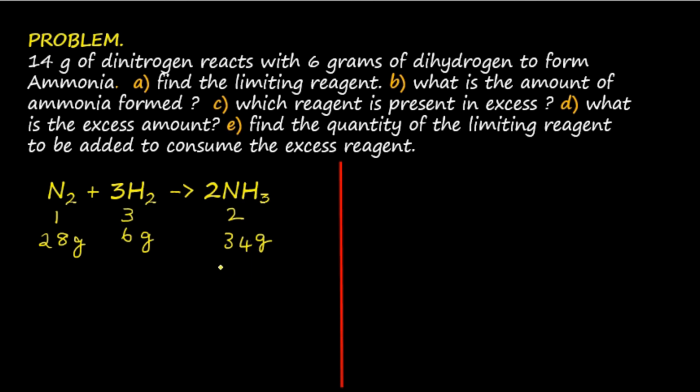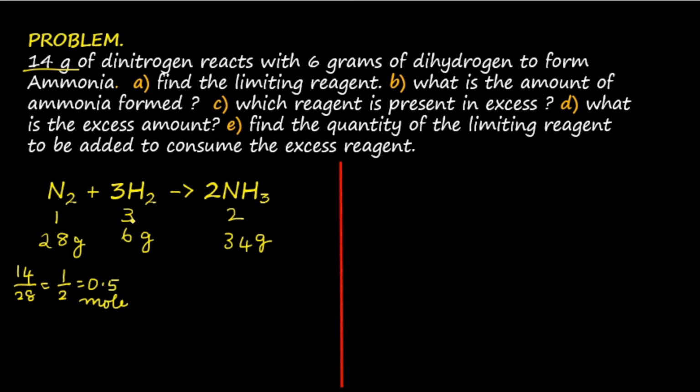Okay, now what is given in the problem? There is only 14 grams of dinitrogen. The amount of dihydrogen is equal to 6 grams. There is no change in that. Now we have to convert that into number of moles. What is the formula? Given mass divided by GMM will give the number of moles. So 14 divided by 28 equal to 1 by 2. That is equal to 0.5 mole.